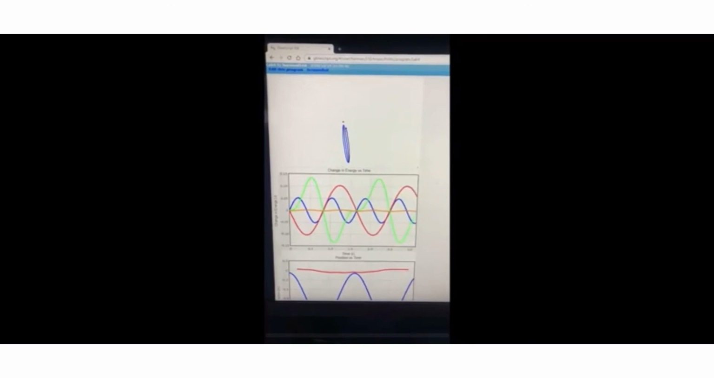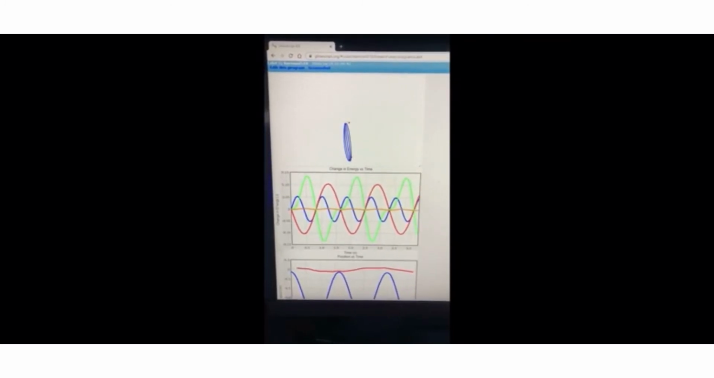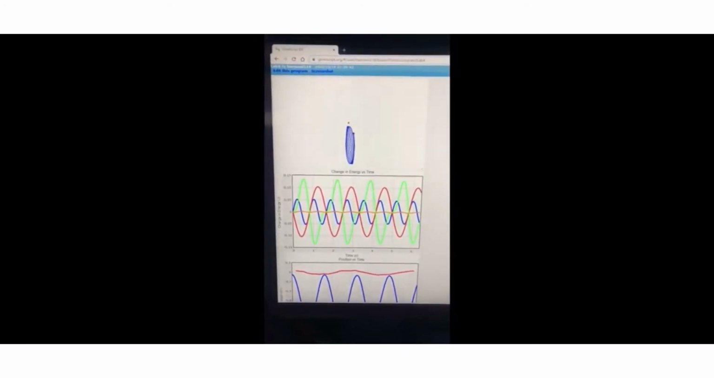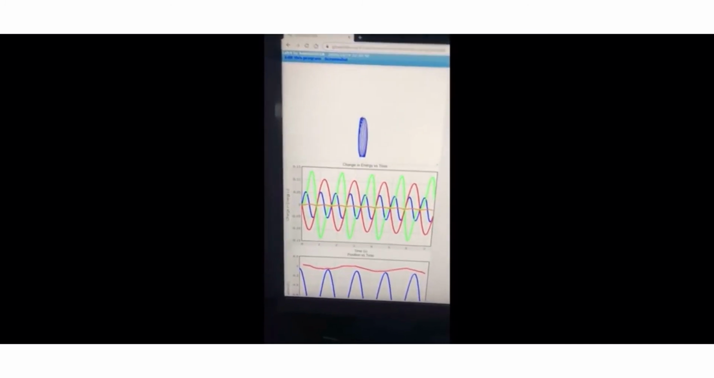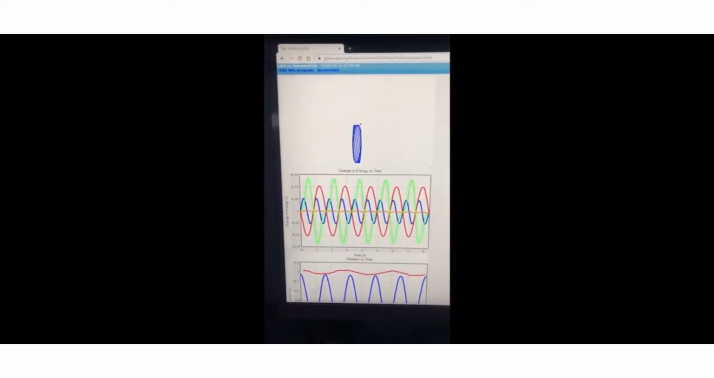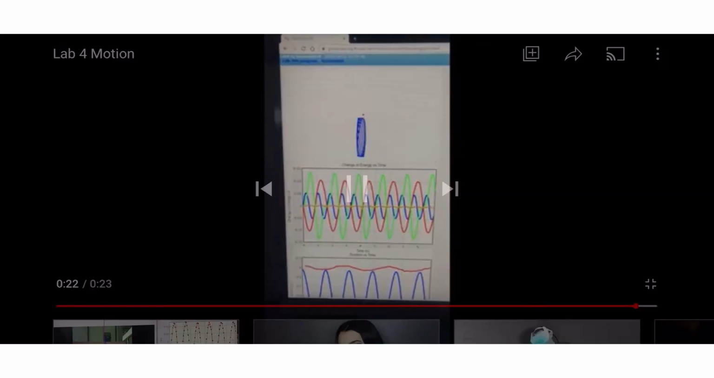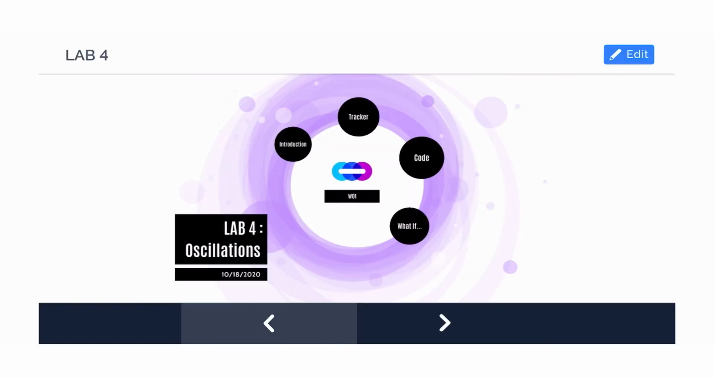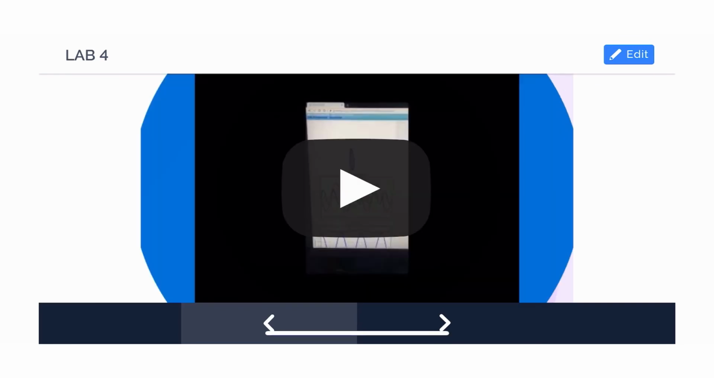So here's my visual. I know it's far from perfect, but my blue ball does exhibit the motion that I got from my Tracker video. I had a little bit of an issue connecting my red ball to my blue ball, but it does exhibit the same motion from my data.